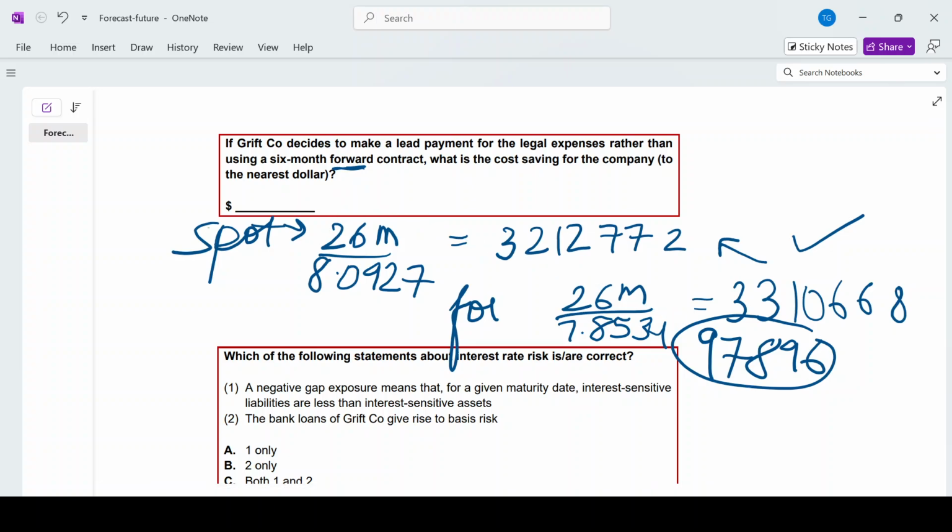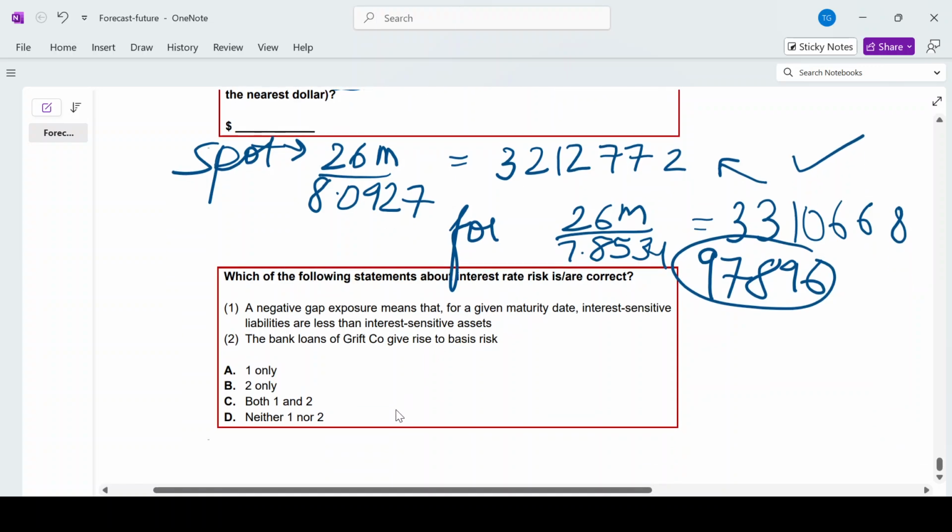Okay, let me move to the next question now. Which of the following statements about interest rate risk is or are correct? The first statement says negative gap exposure means that for a given maturity date, interest sensitive liabilities are less than interest sensitive assets.